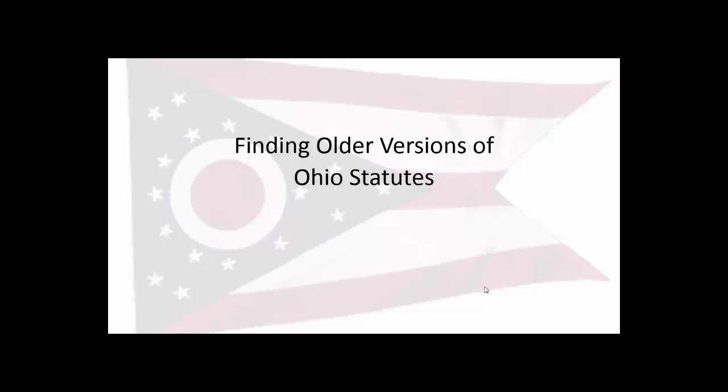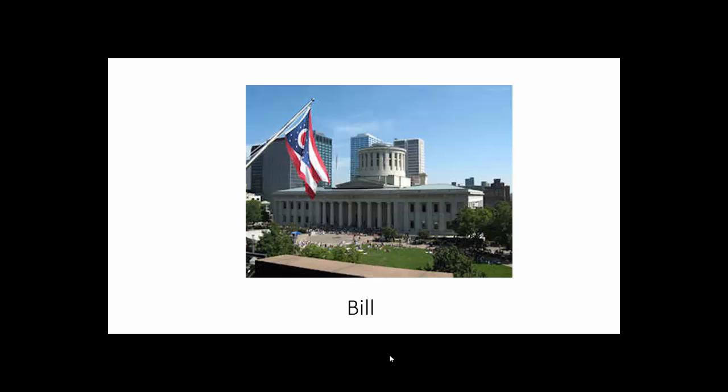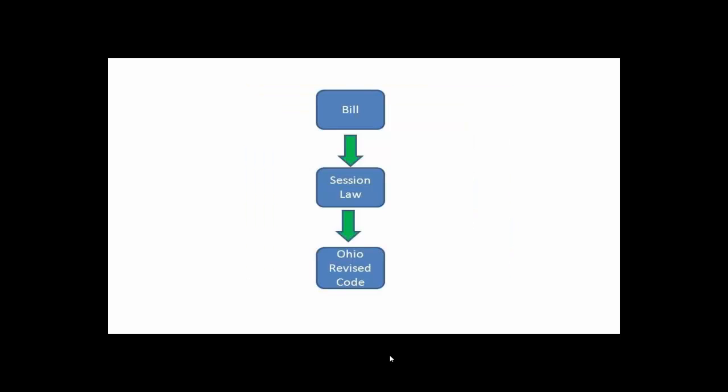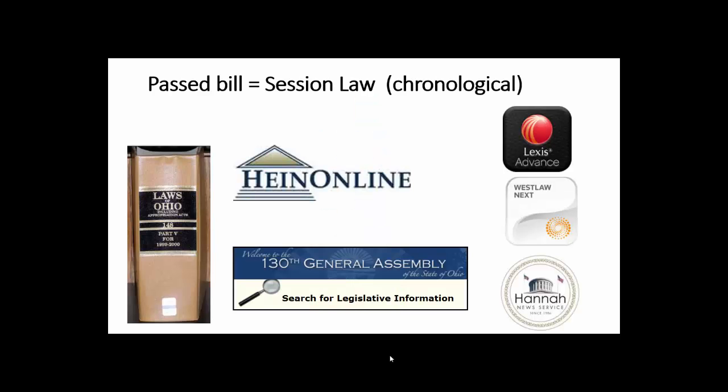Well, how do you do that? First, some background information. In Ohio, a bill is passed by the Ohio legislature, and then when that bill is enacted, when both houses of the legislature approve it and the governor signs it, or if the governor's veto is overridden, it becomes an act, which is known as a session law.